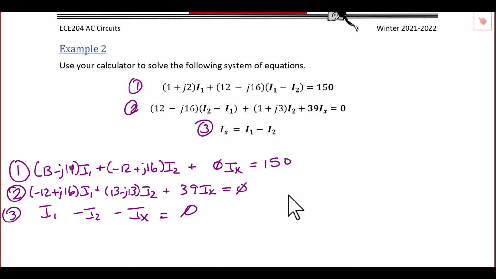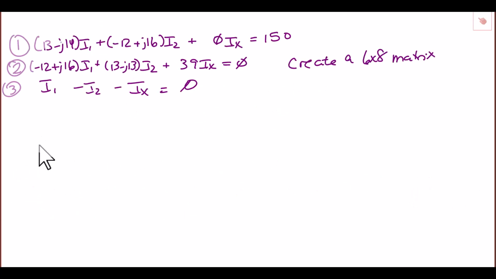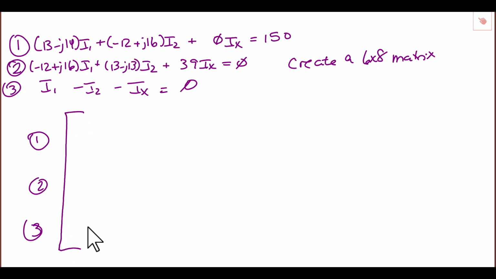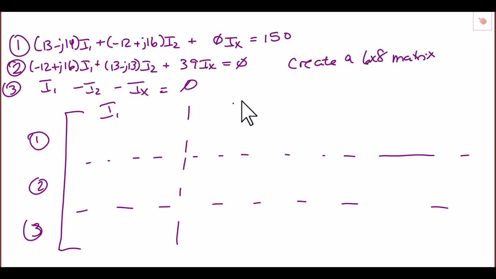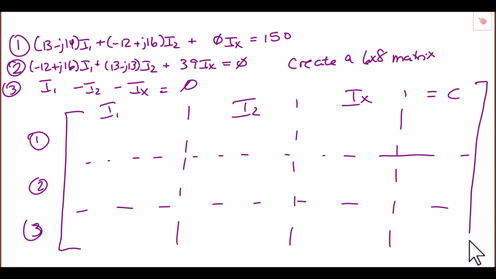And then we're going to create a 6 by 8 matrix where the 6 rows represent the 3 equations, 2 rows per equation. And the 8 columns represent each of our variables and the constant on the right side of the equal sign. So our columns represent I1, I2, IX, which equals a constant.